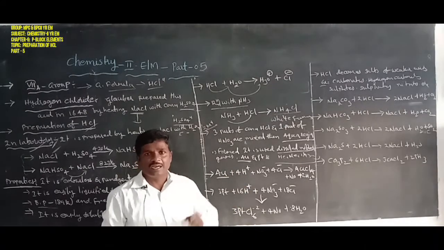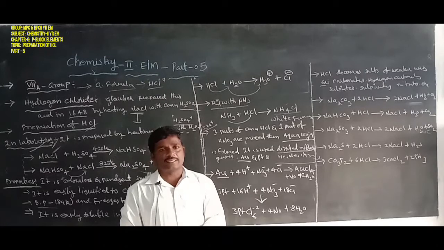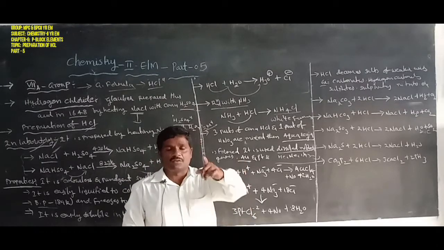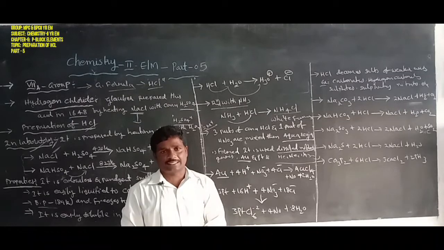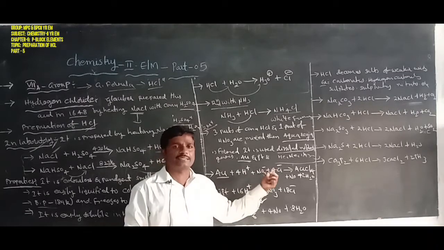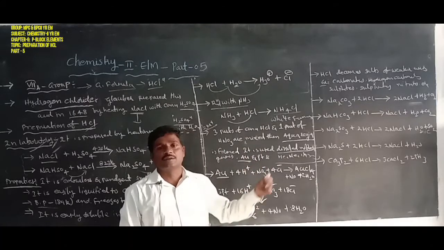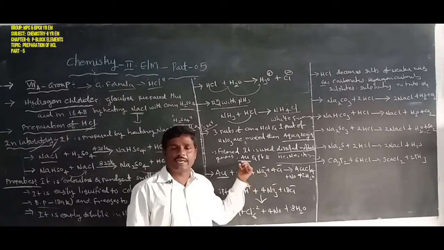What is aqua regia? How is it used? Here, 3 parts of concentrated hydrochloric acid are mixed with 1 part of concentrated nitric acid. These two mixtures are also called aqua regia. Aqua regia is used for dissolving noble metals like gold and platinum.